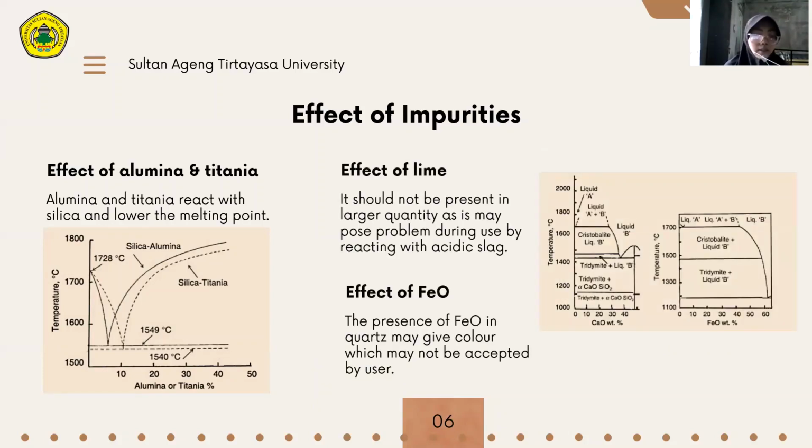Next, effect of lime and FeO. The presence of FeO and lime does not affect the melting point, but it should not be present in large quantity. When the quantity of lime is more than 30%, it may pose problems during use by reacting with acidic slag. And when the presence of FeO in quartz is more than 40%, it may give a color which is not accepted by the user. Hence, the presence of FeO is avoided while selecting quartz.